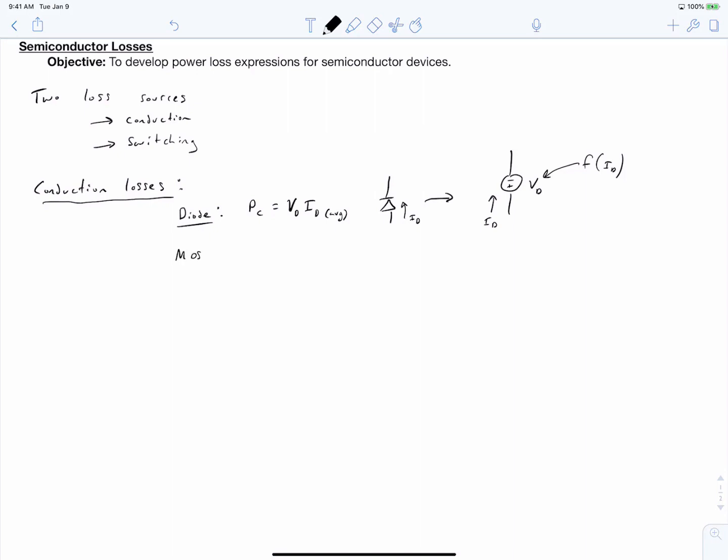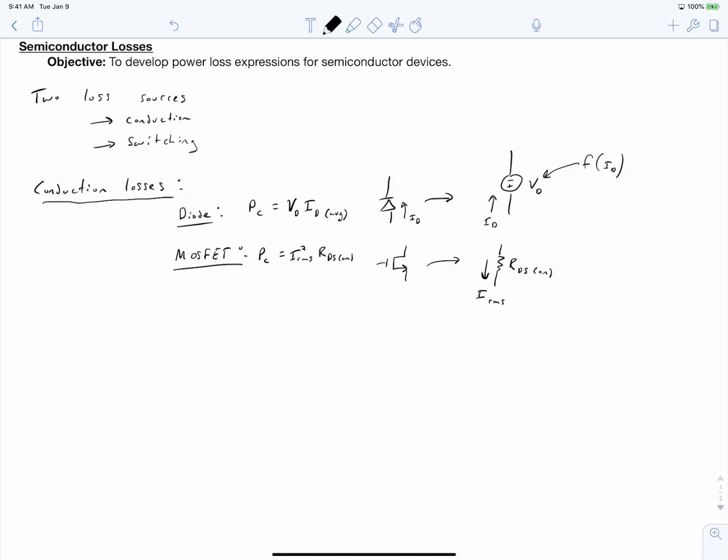For the MOSFET, we can consider its equivalent circuit as being RDS on, so just a simple resistor between the drain and source. And flowing through RDS on is the MOSFET current. And it's useful to calculate this quantity in terms of RMS so that we can write the conduction losses as being the RMS current squared times RDS on.